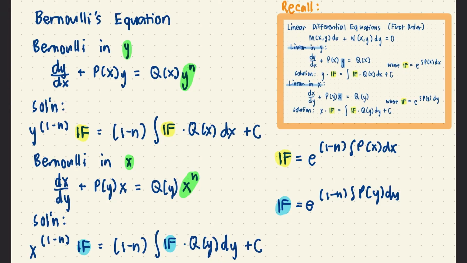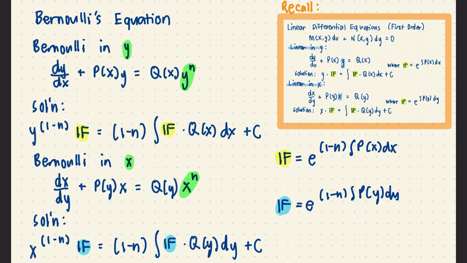So the next solution, so first order differential equations that we have is the Bernoulli's equation. If we identify a first order differential equation as a Bernoulli equation, it can be in the form of Bernoulli in y, wherein dy over dx plus p of x y is equal to q of x times y raised to n. Y raised to n is highlighted because that is the identifying feature of Bernoulli's equation when compared to your linear differential equation.